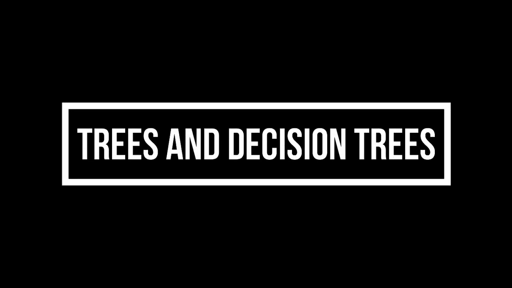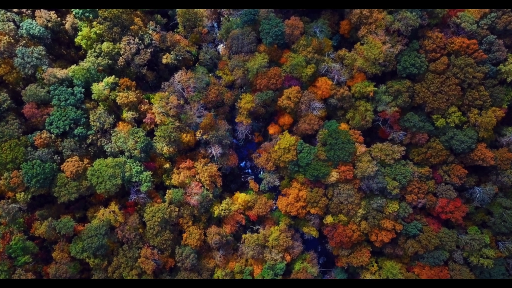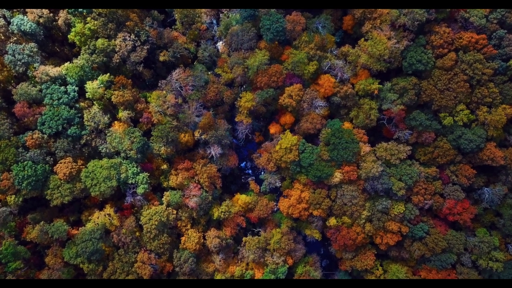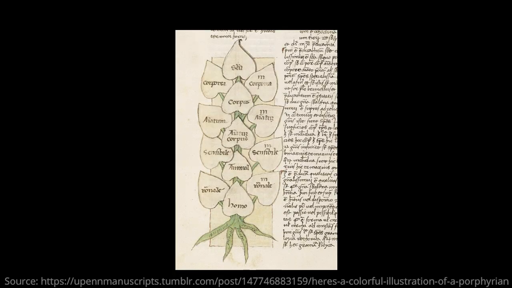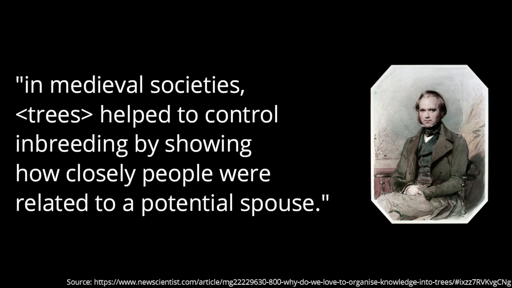Trees and decision trees. People have been using trees for quite some time. At first in writing, but then also visually to categorize knowledge, like here. Trees were also good for genealogies. In medieval societies, trees helped to control inbreeding by showing how closely people were related to a potential spouse. But a tree can be a useful mental model as well.